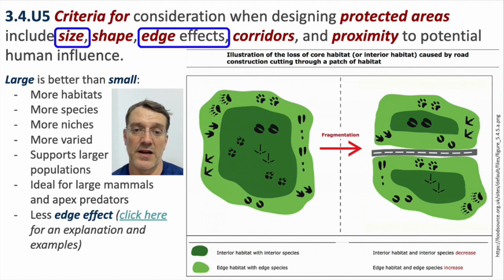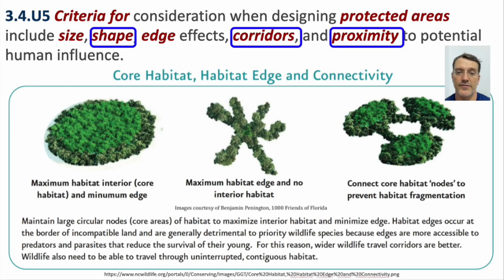A big area is better than a small area. A round area is better than a long, narrow strip. An area that has not been split or fragmented by roads or infrastructure is better. The fewer disruptions to the core, the better the efforts at conservation. Criteria for evaluating protected areas include looking at the shape of the protected area. The closer the area is to being round, the better it is, because the perimeter or the edge effect is minimal with a round shape.